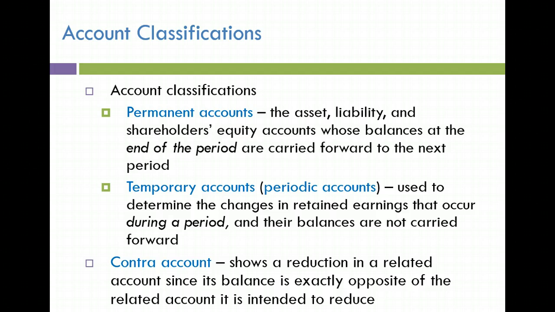So if we buy a truck for $20,000 back in 2012, and in 2012 we took $4,000 on it, our accumulated depreciation at the end of 2012 would be 4. Okay? At the end of 2013, it's going to be 8. At the end of 2014, it may be 12,000.